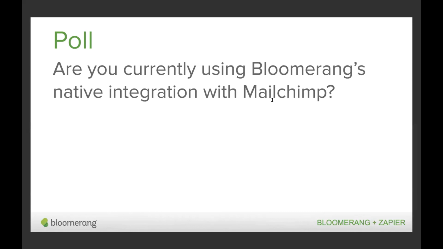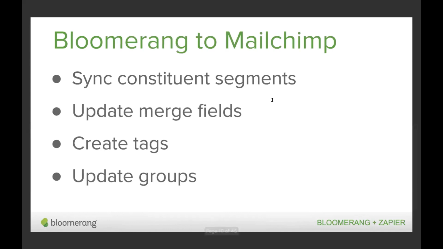And the really important thing to know is that Bloomerang's native Mailchimp integration allows for data to flow in both directions. So data can flow from Bloomerang to Mailchimp and from Mailchimp back to Bloomerang. So let's start by talking about how the native integration can sync your data from Bloomerang to Mailchimp.